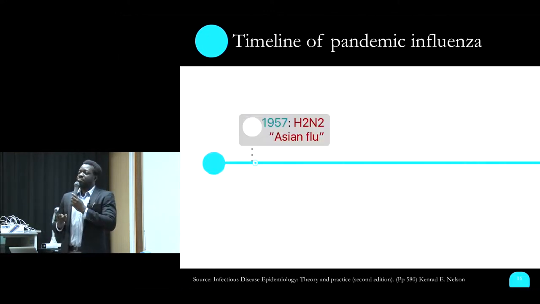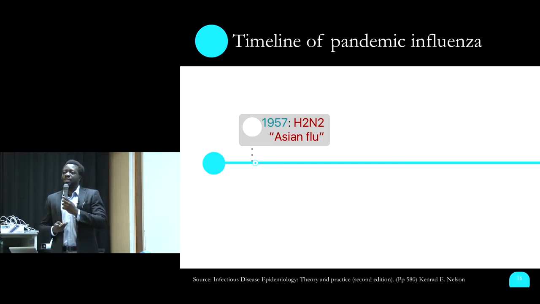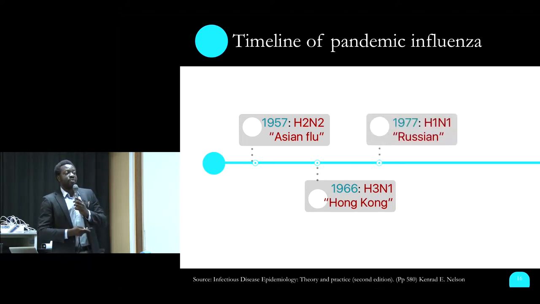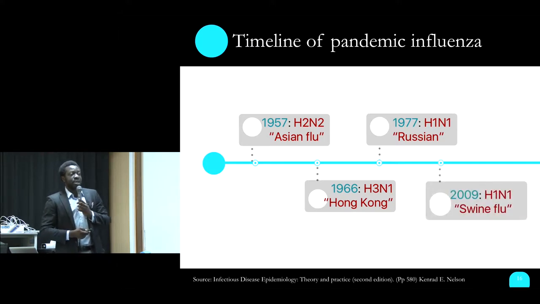But from the Spanish flu in 1918, there has been a lot of other pandemic influenza. We had the 1957 H2N2, the Asian flu, the Hong Kong flu in 1966, and we had the Russian flu in 1977. And the most recent one was the 2009, I'm sure everybody remembers here, the 2009 swine flu.